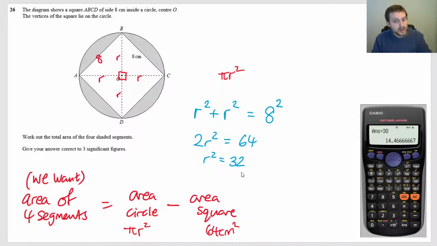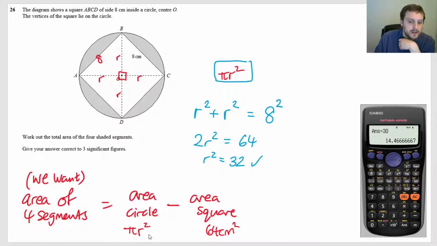And okay, we could square root 32 and get a surd or convert it to a decimal. Another little question I have is, do we need to work out what r is? Remember, we actually just want to know what pi r squared is. No, we don't need to know what r is. We just needed to know what r squared was. And we know what r squared is now. It's 32. So this r squared is actually just 32.